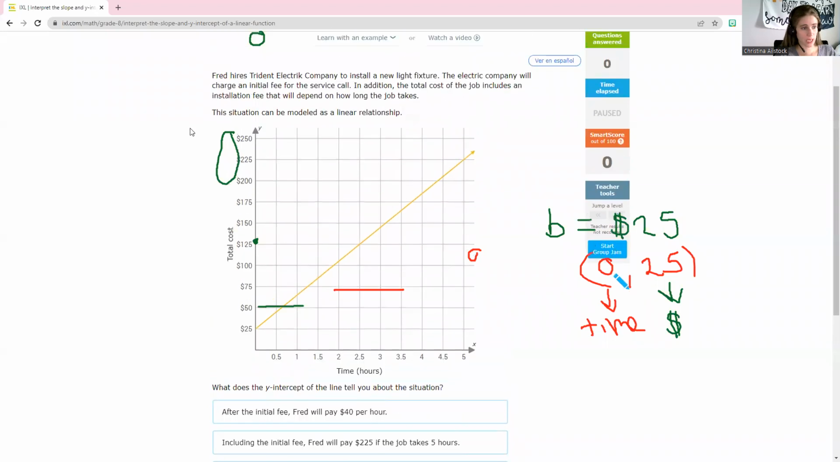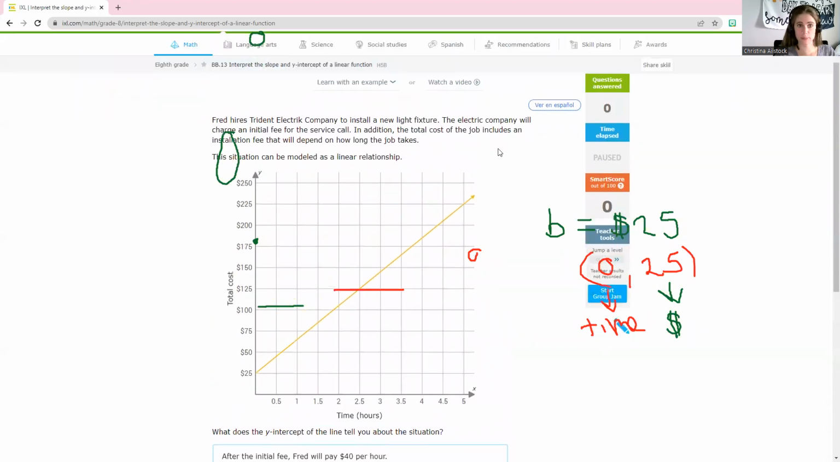We scroll up a little bit. I know these markings are not going to work, so let me clear those.